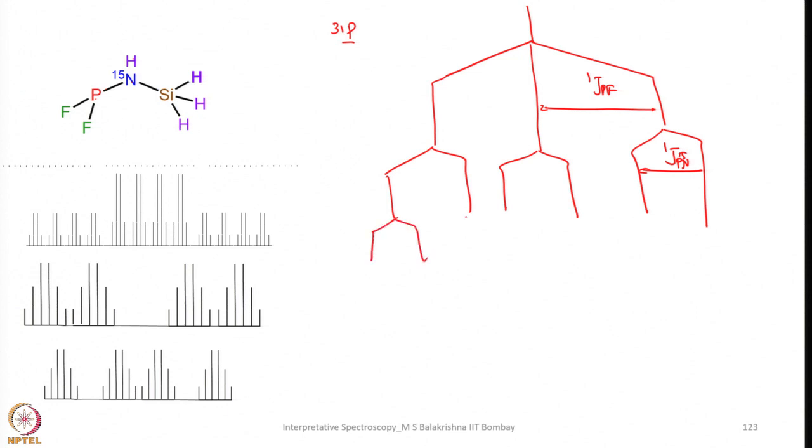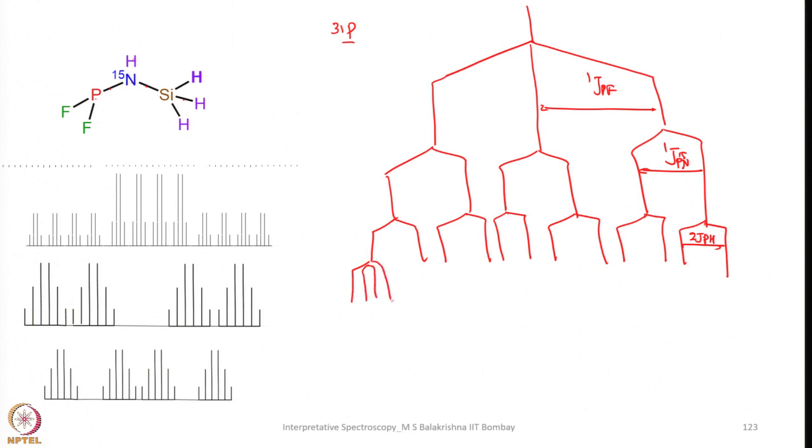Next we have the 2J PH coupling. Each line will be split, so this is the 2J PH coupling. Next we have the 3-bond coupling with the silicon-bound hydrogen atoms. We have three equivalent hydrogen atoms, so each line will be split into a quartet here. So this many lines will be there.